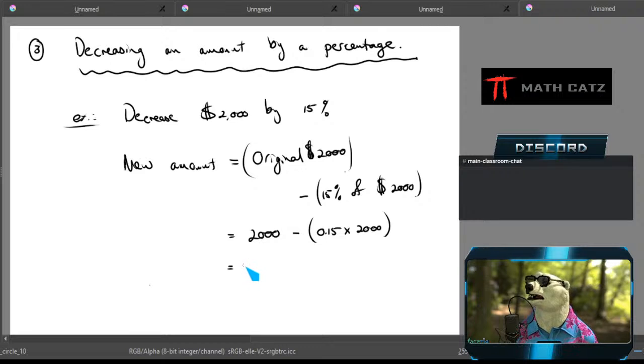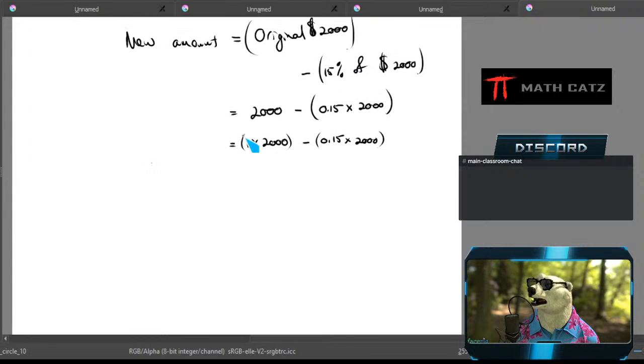Now, I'll emphasize here, I have one of these 2,000s. I lose 0.15 of these 2,000s. Now, how many 2,000s do I have? I have 0.85 of 2,000s. Or you factor out the 2,000 and then you have 1 minus 0.15. So here is my adjustment factor, whatever you want to call it.